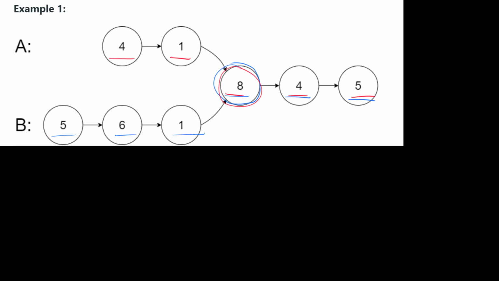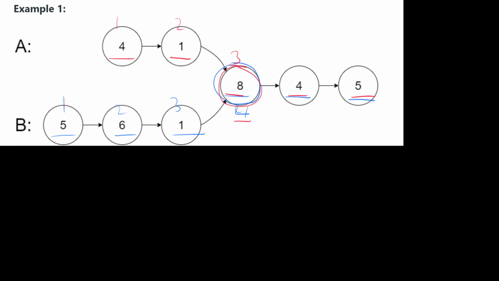If we traverse through each of these lists in order, then for list B, first is 5, second is 6, third is 1, and fourth is 8. But for list A, first is 4, second is 1, and third is 8. So these indices don't actually match. We want these indices to match, which means we have to set their lengths equal to each other.